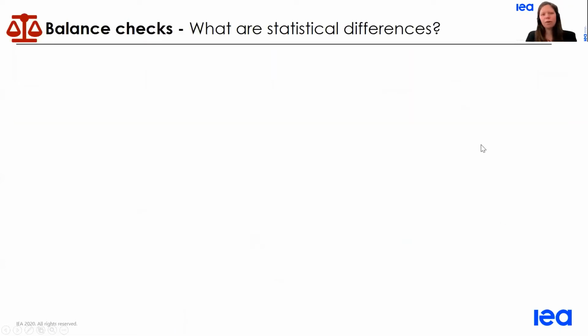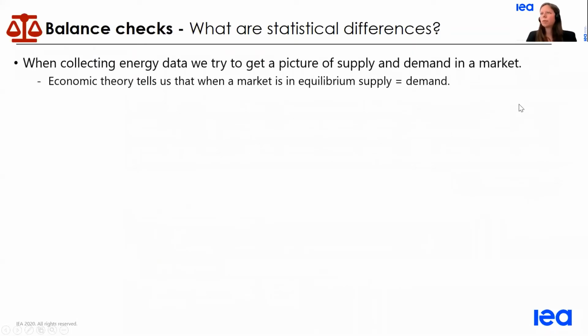We'll continue now with the balance checks, and we will talk about statistical differences. I know that you've already discussed this with Byung-ho, but just to put it out there that this is really an aspect that helps you validate your data. Indeed, when we collect energy data, we try to get a picture of supply and demand in the market, and we would think that the market is in equilibrium, supply is equal to demand.